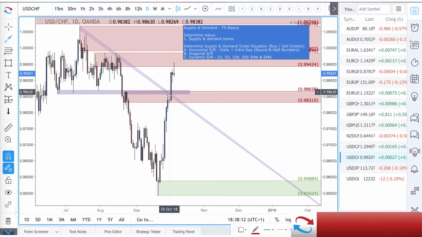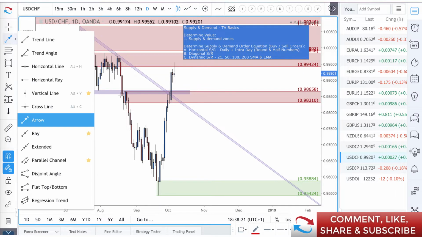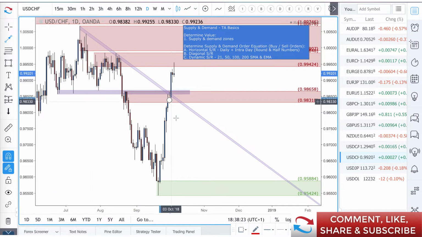They see a technical setup and then look to get short based on the technicals, when really and truly it's a trade that they shouldn't be trading, even if prices were to go down.